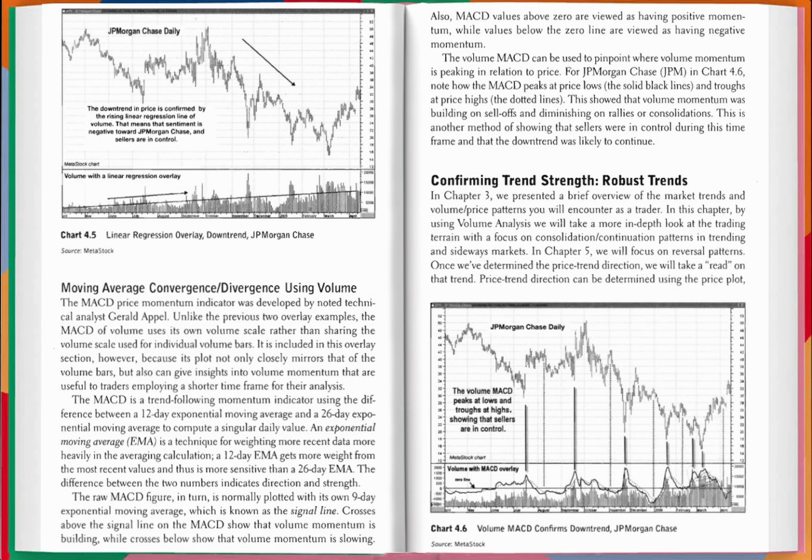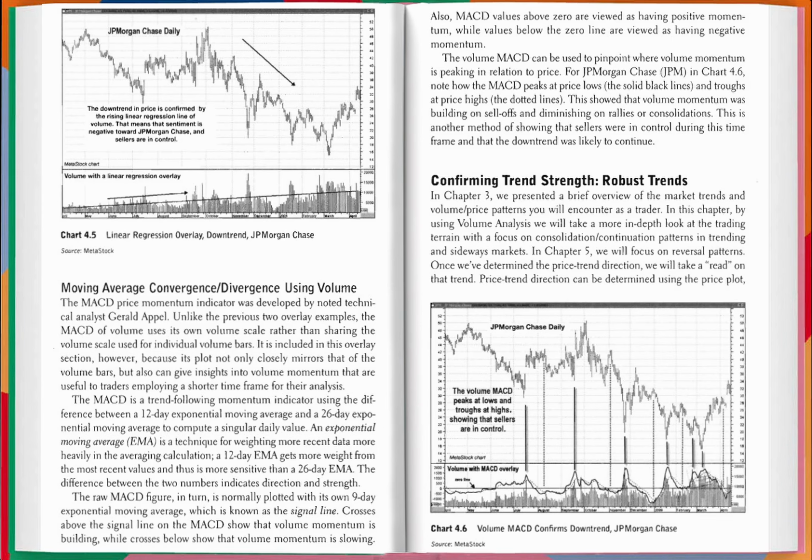The MACD is a trend following momentum indicator using the difference between a 12-day exponential moving average and a 26-day exponential moving average to compute a singular daily value. An exponential moving average, EMA, is a technique for weighting more recent data more heavily in the averaging calculation. A 12-day EMA gets more weight from the most recent values, and thus is more sensitive than a 26-day EMA. The difference between the two numbers indicates direction and strength.